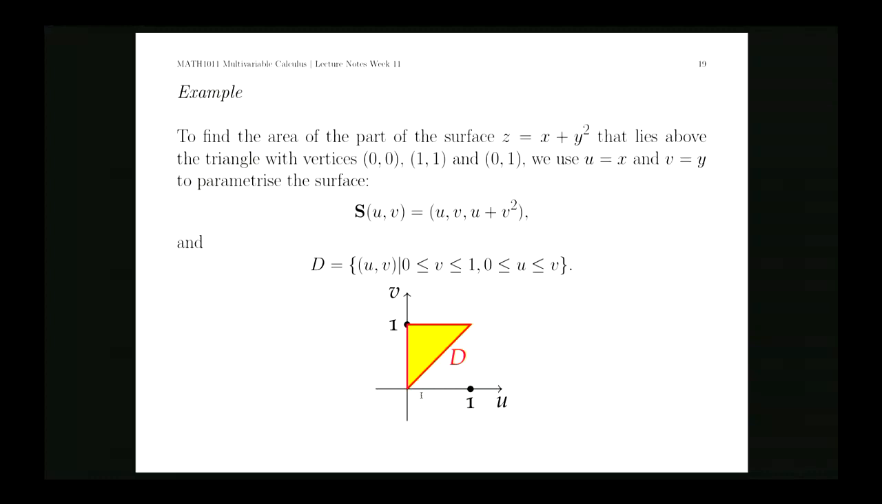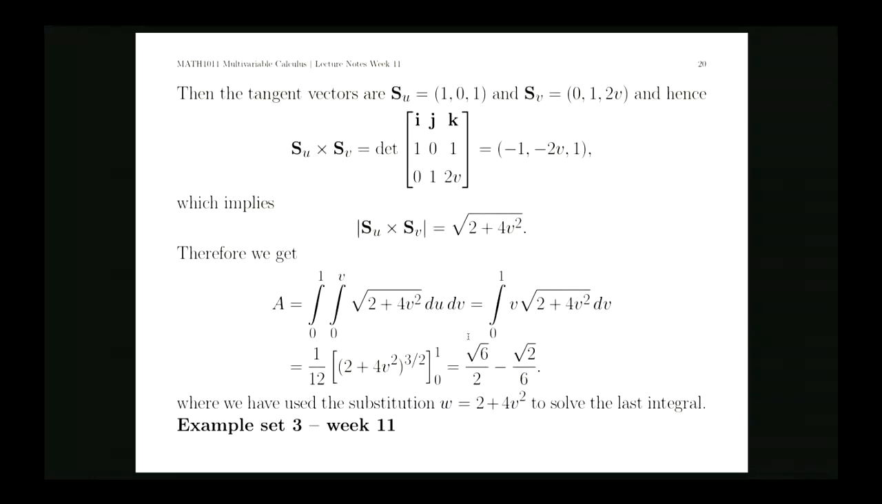That bit there is the line u equals v. I've decided, just for the hell of it, to integrate with respect to u first. So u goes from 0 to v, and v goes from 0 to 1. You could do it the other way around, of course, with v going from u to 1 and then u going from 0 to 1. We know it makes no difference. I need to do a bit of algebra: find the two tangent vectors, find their cross product, and then find their length. So it's a process.